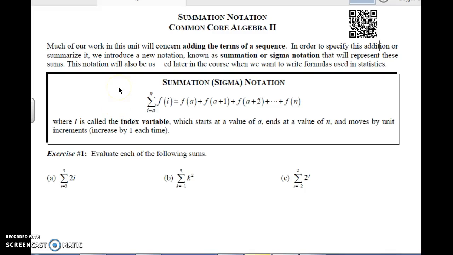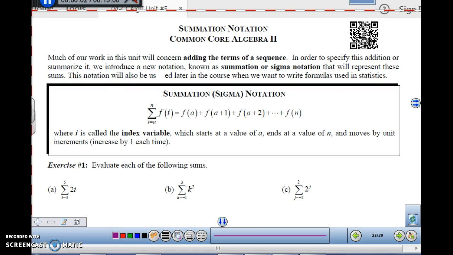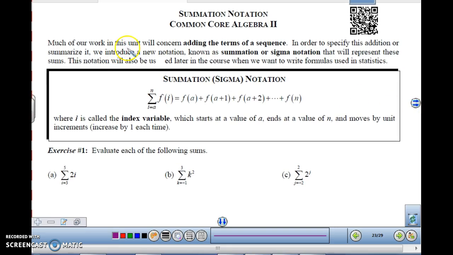This is Algebra 2, Unit 5, Lesson 3 on summation notation. Much of our work in this unit will concern adding the terms of a sequence. In order to specify or summarize this addition, we will introduce a new notation known as summation or sigma notation that will represent these sums. This notation will also be used later in the course when we want to write formulas in statistics.